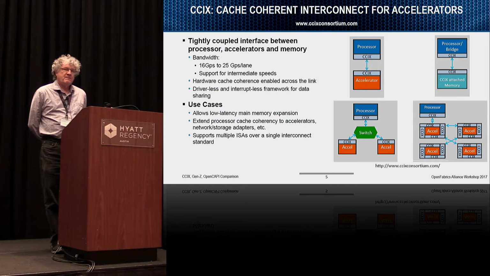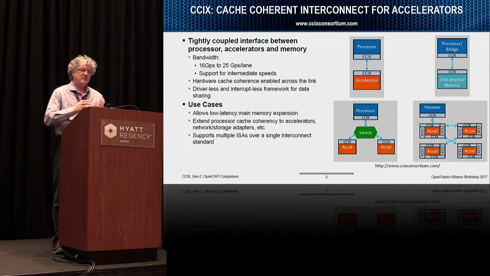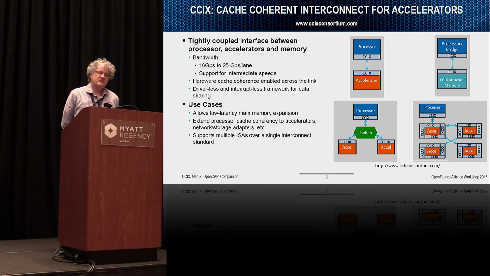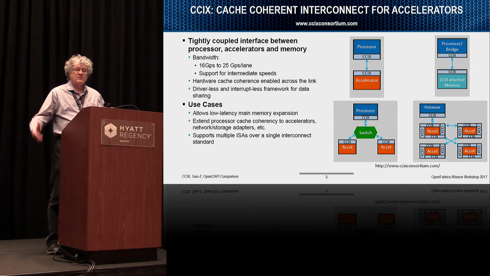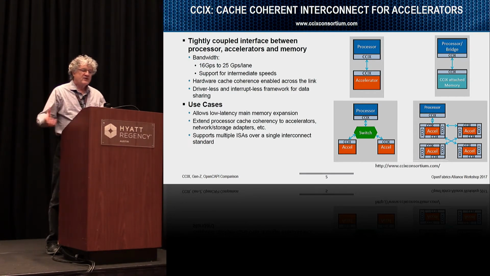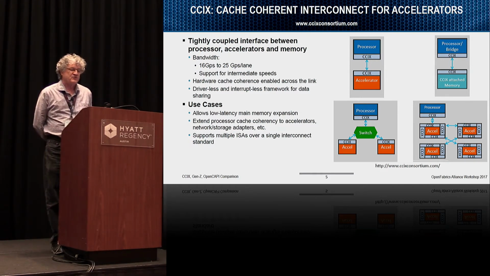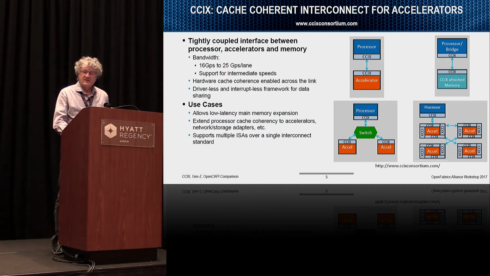In conjunction with that, there's a strong attempt to be completely independent of the processors that are attached, so it supports multiple processor ISAs over a single interconnect standard. Its goal is that you can use it to extend processor cache coherency to GPUs or to other kinds of accelerators, FPGA-based accelerators, networks, storage adapters, and so forth. And there are pictures on the right that show different kinds of configurations that one could put together using CCIX.